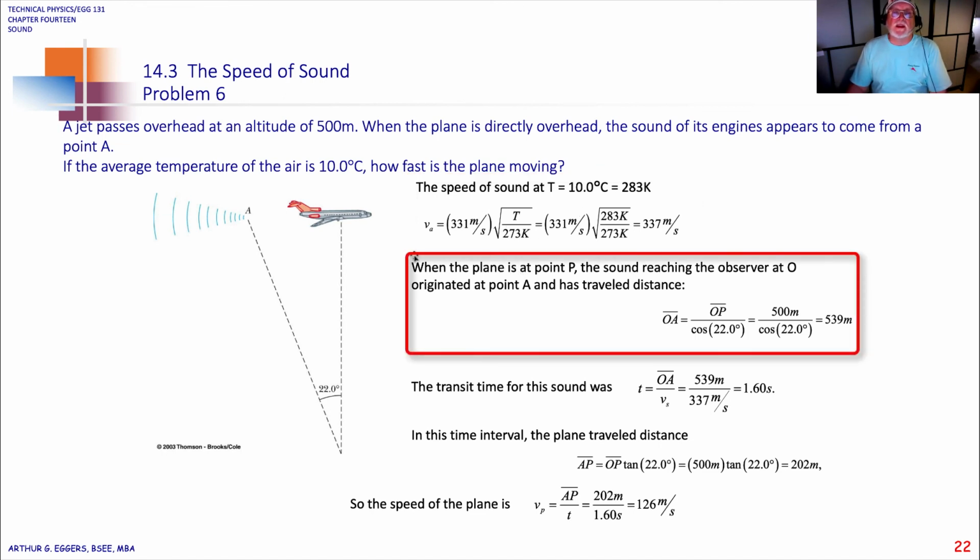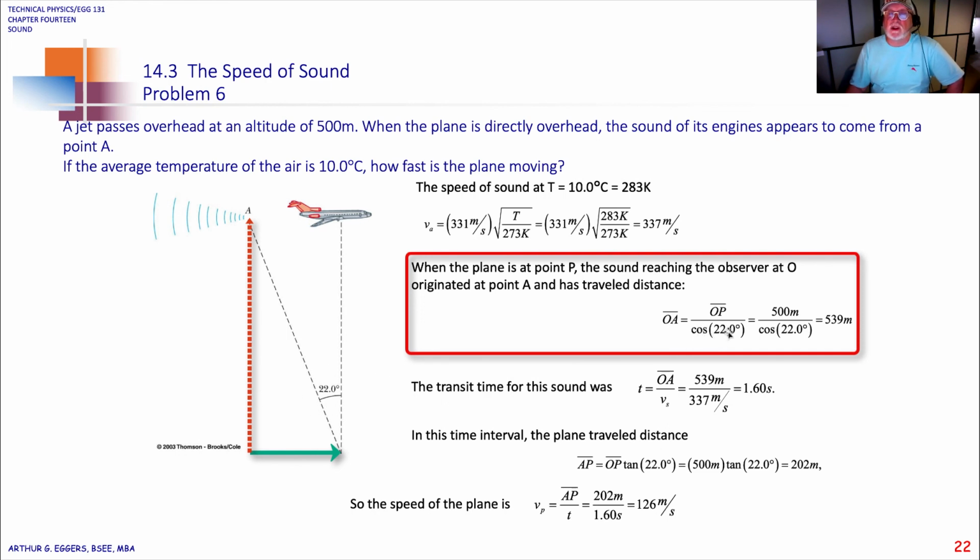So when the plane is at point P, out here ahead of where they hear the sound reaching the observer at the origin, O, the sound originated at point A and has traveled some distance. So again, this is from the diagram. So for the relationship between the origin and point A behind it, we can put together a trigonometric relationship. So origin to point P, we know, is 500 meters. And we know that it forms an angle from the diagram of 22 degrees.